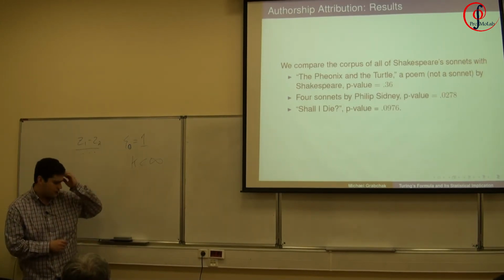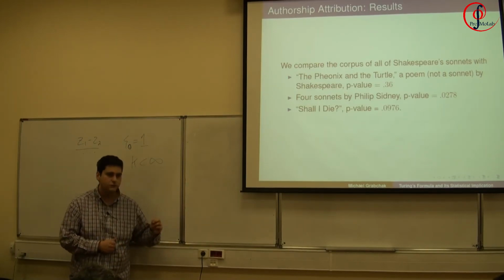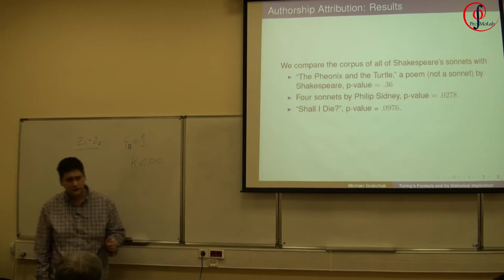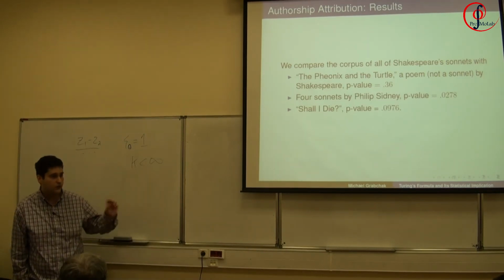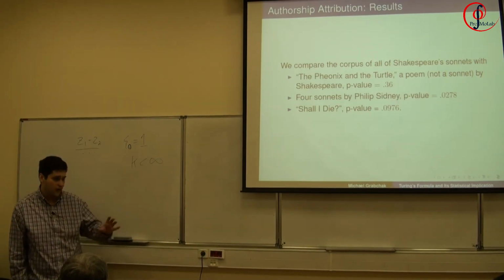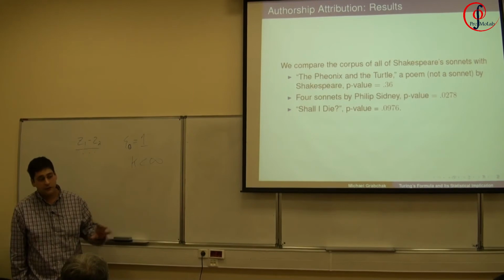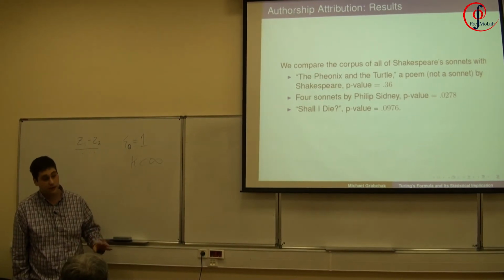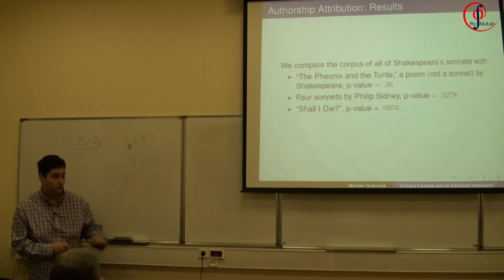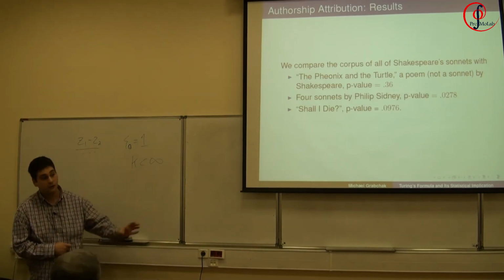I should say that the paper of Zhang, who's my collaborator also on this work, used Turing's formula directly, and if I remember correctly, they found that the poem Shall I Die has 9 words that were not used anywhere in Shakespeare, and based on asymptotic normality of Turing's formula, they rejected. Too many. I think 7 would have been okay, but more than that was too many.